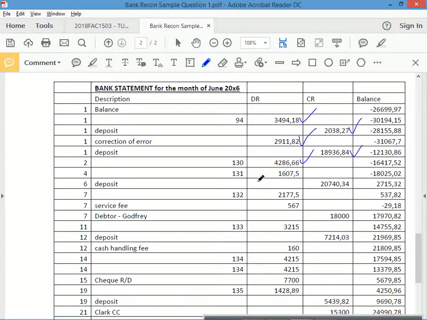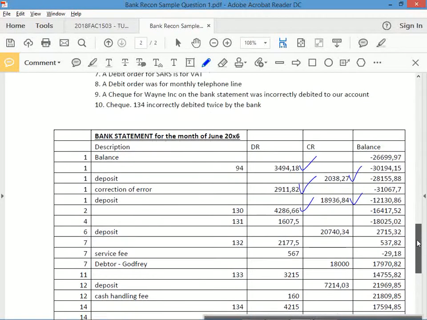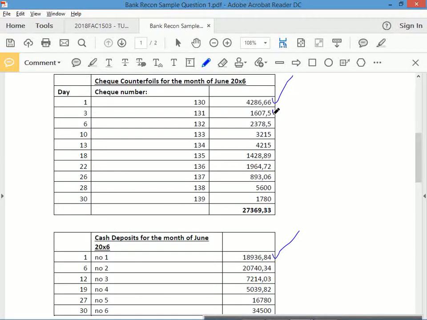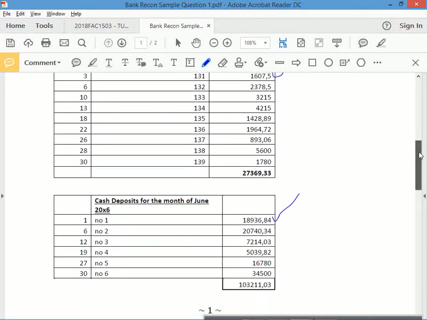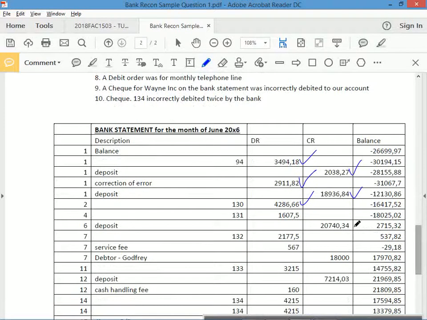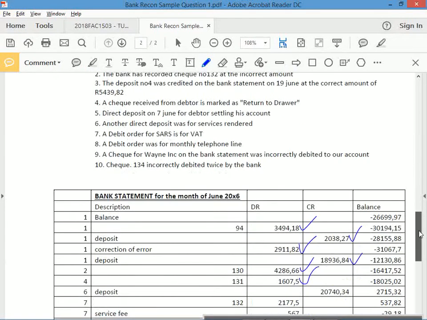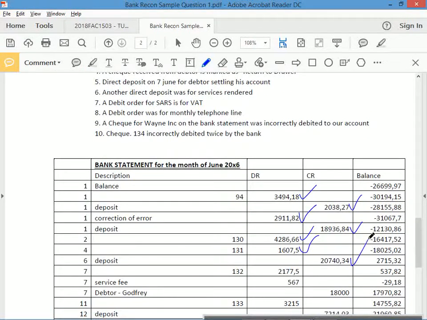Here's another one. 131, 1607. Is 1607 here? Yes, 1607's there. Tick that one. There's another deposit, 20,740. Can I confirm that one? Yes, I can. There's the 20,740. It's in my books and it's in the bank's records. Tick.